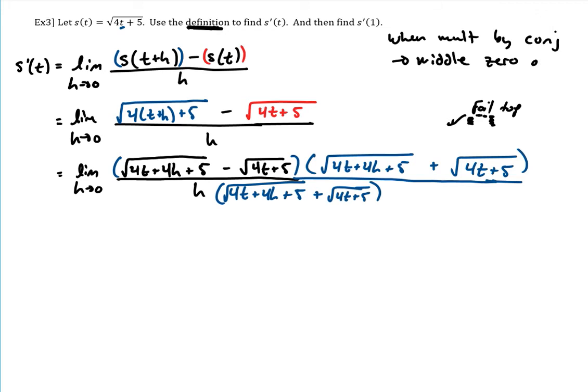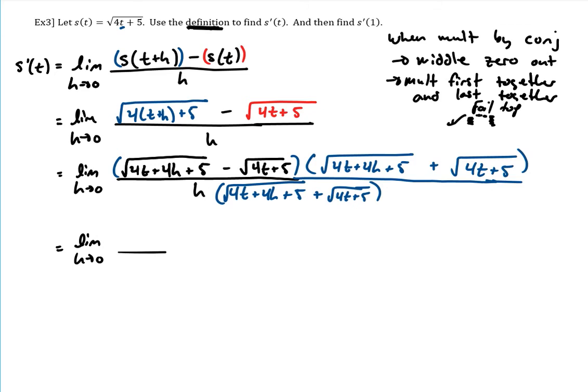So when multiplying by the conjugate, the middle terms would zero out. And we really just have to multiply the first terms together and multiply the last terms together. So we can skip a middle step. That's the whole point of the conjugate, to get rid of those middle terms.